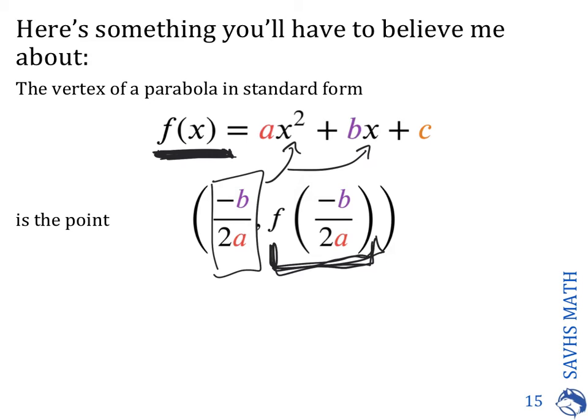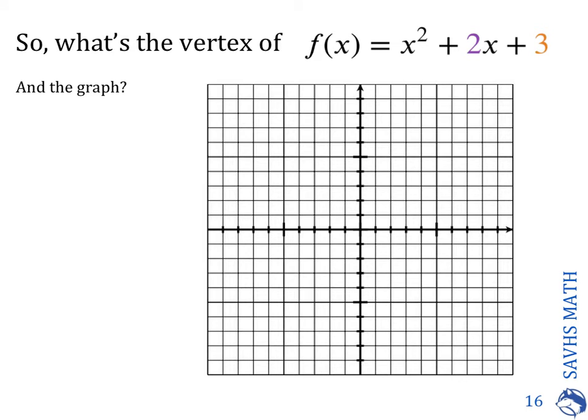So let's do a little practice. Let's find the vertex of this function. Oh, look, there's no a written. That's because it's an invisible 1. So the vertex is the point negative b over 2a, f of negative b over 2a. So let's figure out what negative b over 2a is.